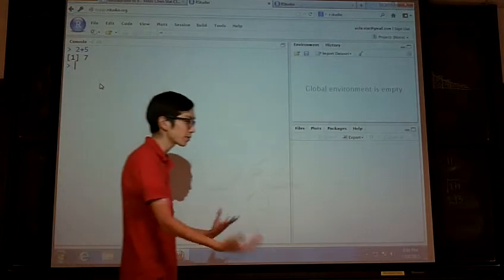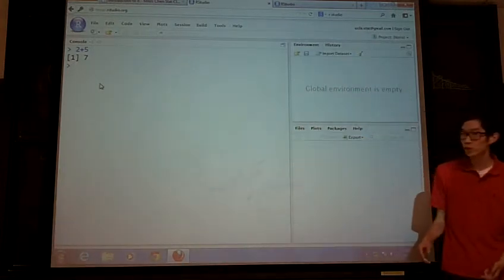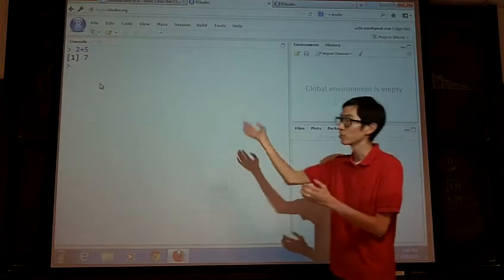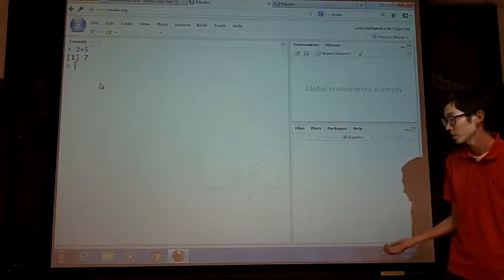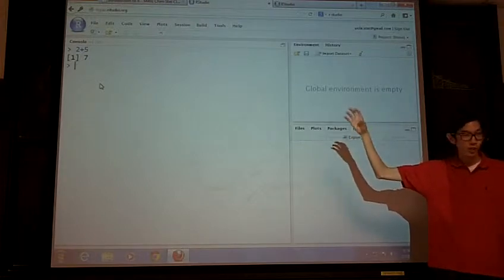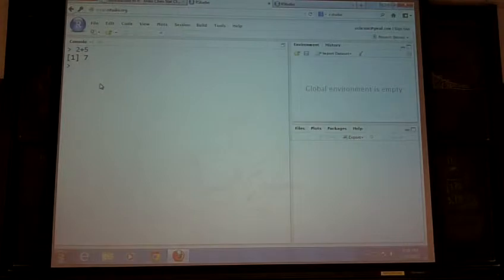R is designed for statistics, which means that it can handle lots of data. Sometimes you're going to give it multiple numbers all at once, and then it's going to give you back multiple numbers all at once. When that happens, it puts out a bracket saying this is the first element. And if you've got a whole bunch of things, here's a command that's going to produce a whole bunch of numbers.